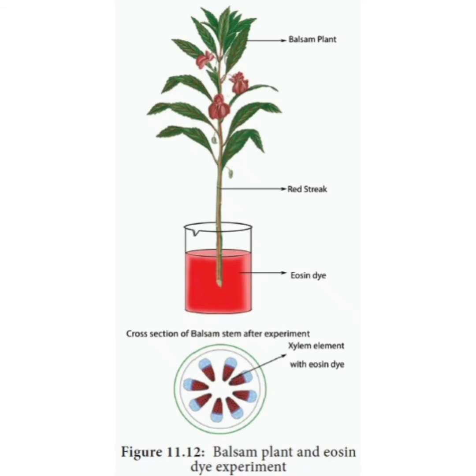We have to place the small twig in the water, which is mixed with red ink, and leave the apparatus for 1 day. After 1 day, if we observe, the stem turns reddish. This is because the red ink is taken and transported by the stem upwards.